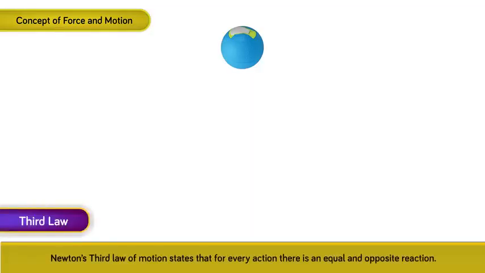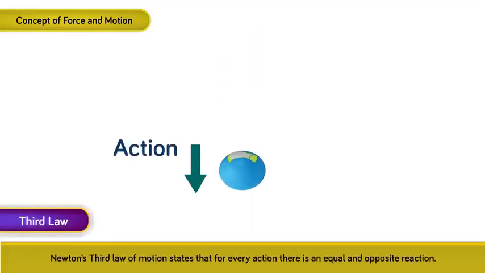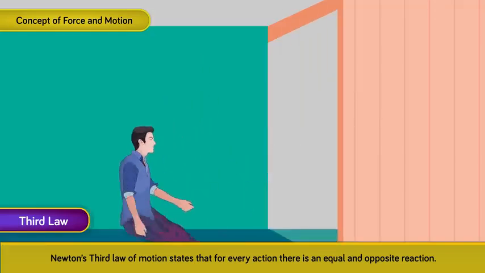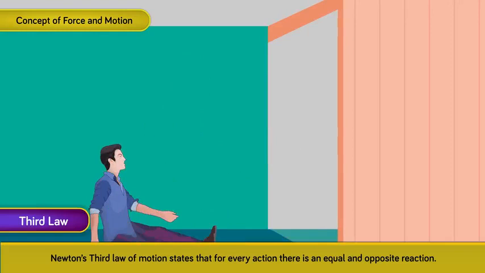Third law. Newton's third law of motion states that for every action there is an equal and opposite reaction that acts with the same momentum and the opposite velocity. In the example of a man kicking the door, he will tend to move backwards. Here, kicking the door is the action, and the man going backwards is the reaction.